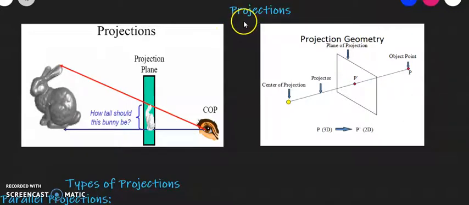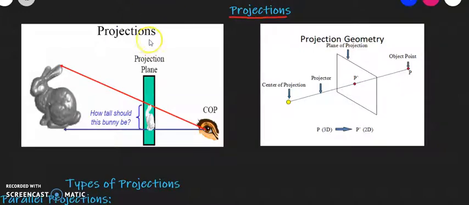Welcome back. After doing 3D transformations and looking into the difference between 3D transformations and 2D transformations, my present session focuses on projections. So what exactly are we going to do in projection, and what does projection mean? That is what we are going to cover in this particular session.